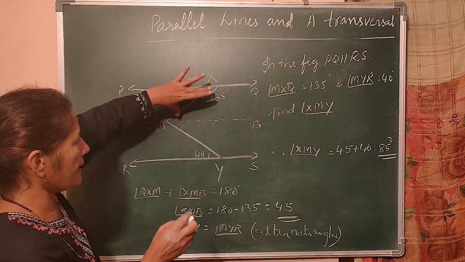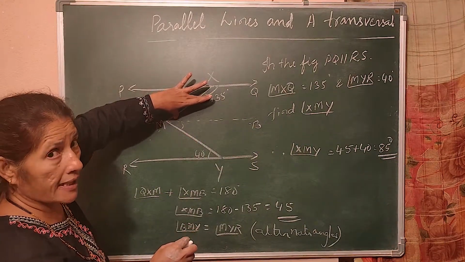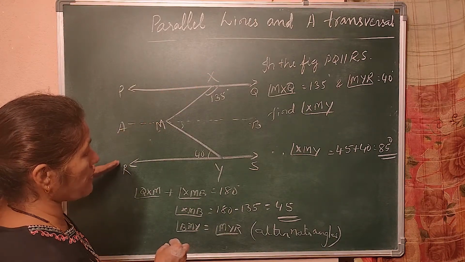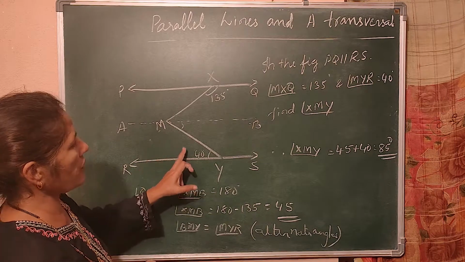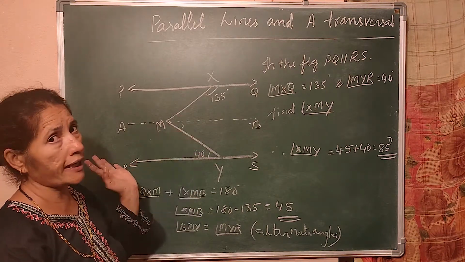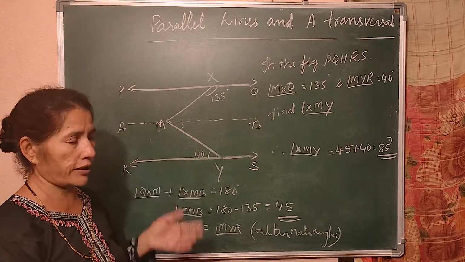See, these are the interior angles on the same side of the transversal. This one is the alternate angle. So this is 40, this is 45, totally 85. Let us move on to the next question.